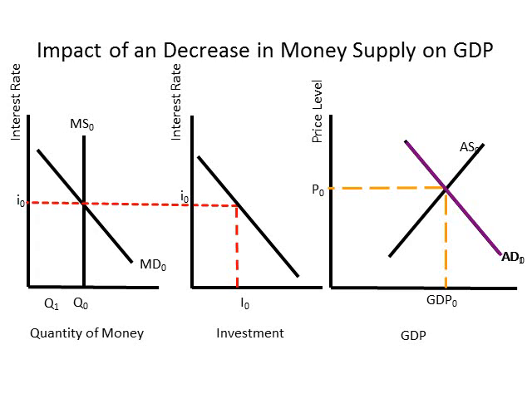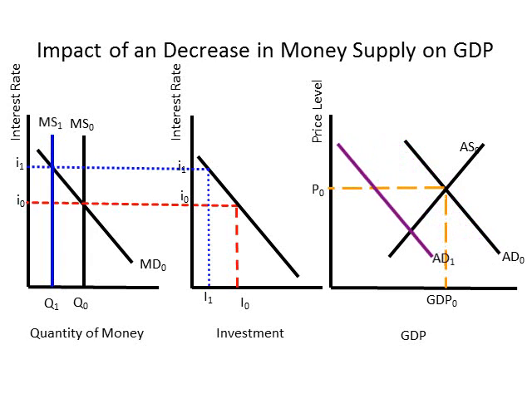Let's see what happens when the Federal Reserve decreases the money supply. First, the Federal Reserve decreases the money supply. The decrease in the money supply causes an increase in the interest rate. The increase in the interest rate causes investment to drop from I0 to I1. Since investment is a component of aggregate demand, a decrease in investment will cause aggregate demand to shift to the left, causing the price level to drop and causing the GDP to drop from GDP 0 to GDP 1.